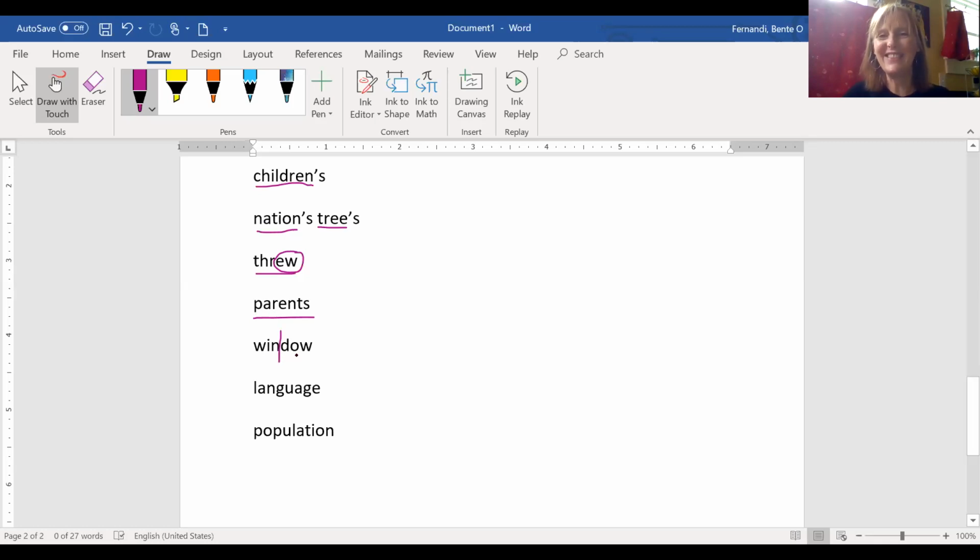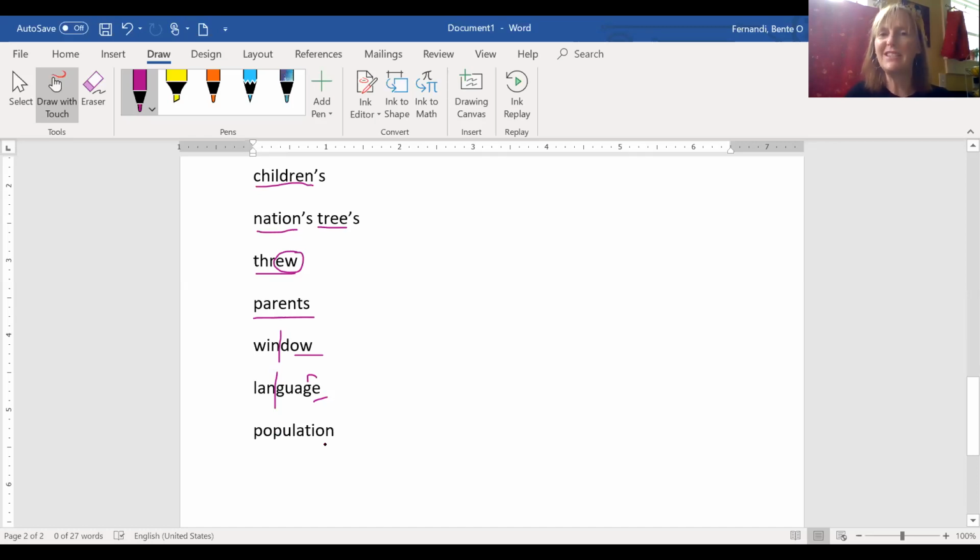Now this is kind of interesting too. It's an OW at the end of a word, but in this case, the OW says the long O sound, which sometimes does happen. Language, we talked about this word last week. We have lang and we have guj. Remember that the E is there for one purpose, and that is to help the G say what we call the soft G, the J sound, language.